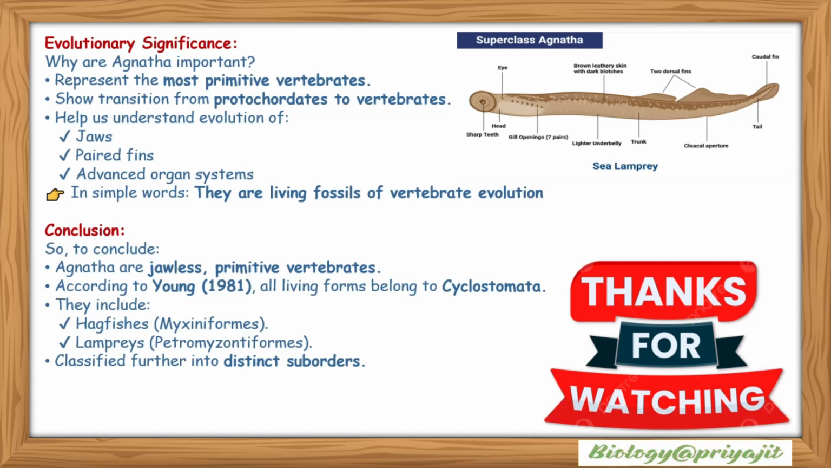So, to conclude, Agnatha are jawless primitive vertebrates. According to Young 1981, all living forms belong to Cyclostomata. They include Hagfishes or Myxiniformes and Lampreys or Petromyzontiformes. They are classified further into distinct suborders. Despite their simplicity, living forms like Hagfishes and Lampreys provide crucial insights into vertebrate evolution. Understanding Agnatha helps us trace the origin of jaws and the gradual advancement of higher vertebrates.